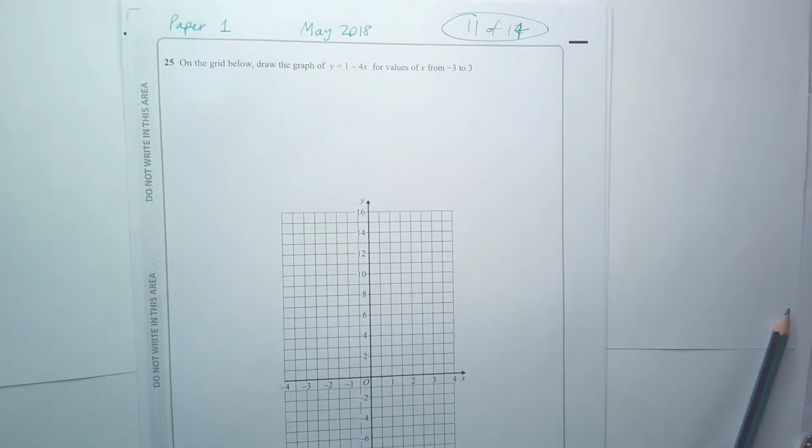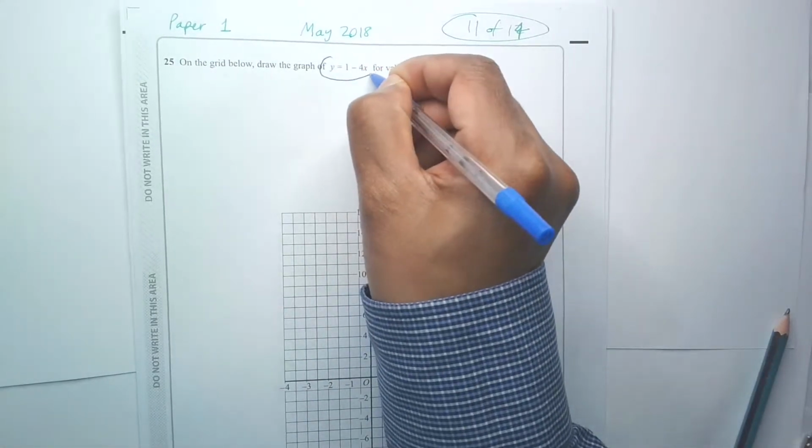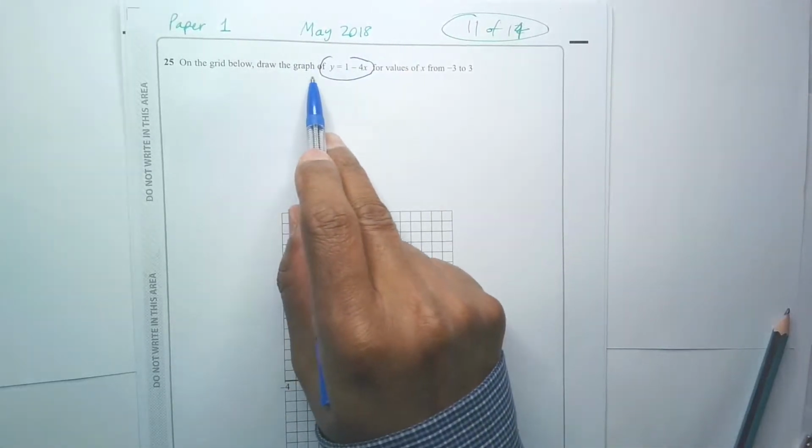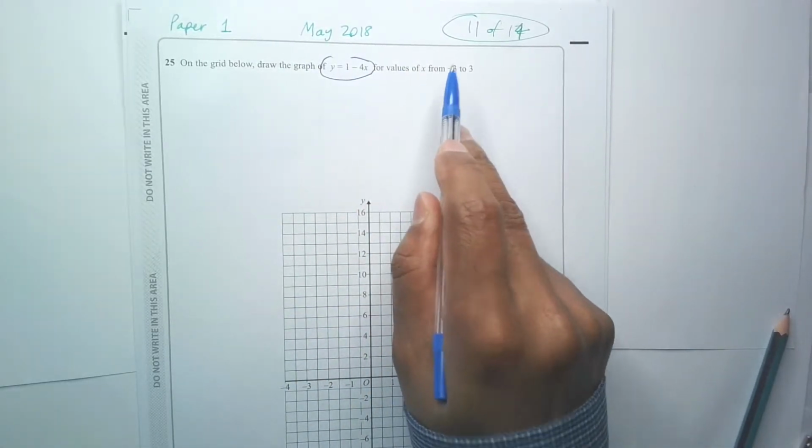All right, let's start this one again. So this one does have a bit more working out. On the grid below, draw the graph of y equals 1 take away 4x for the values of x from minus 3 to 3.